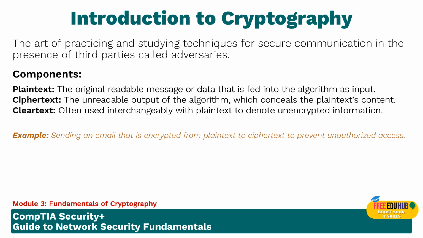This is the unreadable output of the algorithm which conceals the plain text content. So if we are converting plain text into a kind of language or string which does not make any sense, but is a mixture of numbers, alphabets or different symbols, that's a ciphertext. Then we have clear text, which is often used interchangeably with plain text to denote unencrypted information. An example is sending an email that is encrypted from plain text to ciphertext to prevent unauthorized access.